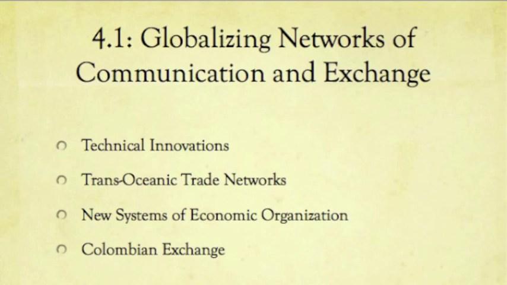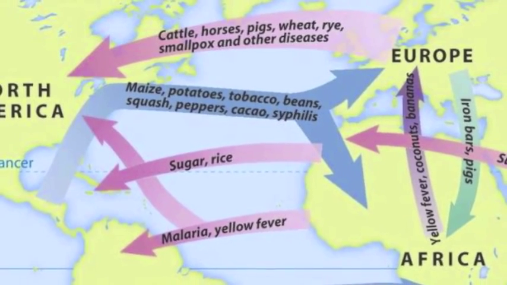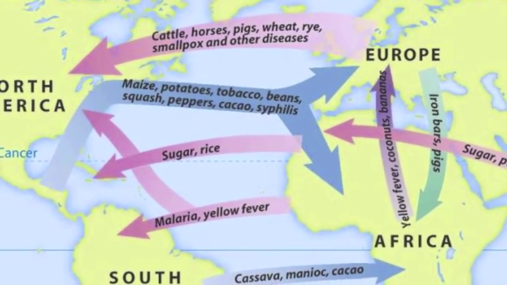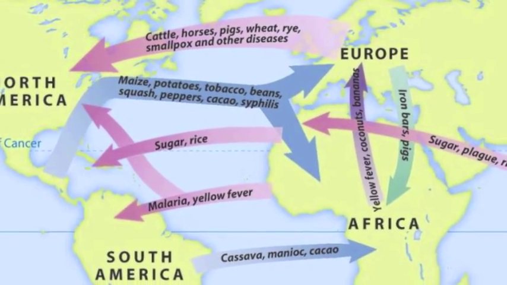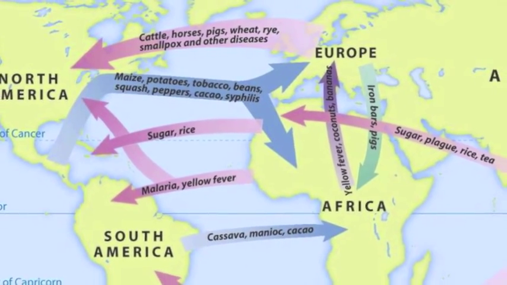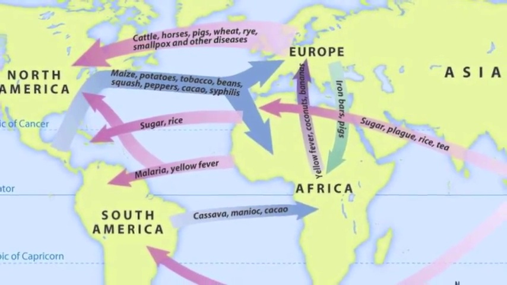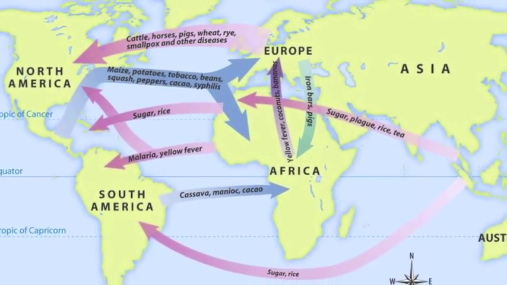One of the major results of these changes was the Columbian Exchange, which I think you know quite well. That's the exchange of diseases, of people, of food, of other environmental effects between the Eastern and Western hemispheres, between Eurasia and Africa and the Americas. And that really is brought about because of this new globalizing network that's based on the technical innovations.